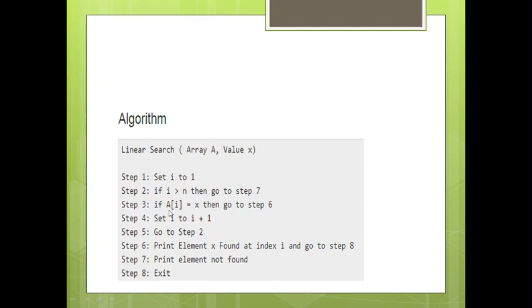If the element is not found, then we have to increase the value of I by 1. So set I equal to I plus 1. Again, repeat this procedure until the element is found. So go to step 2. So this is a simple algorithm for the linear search.